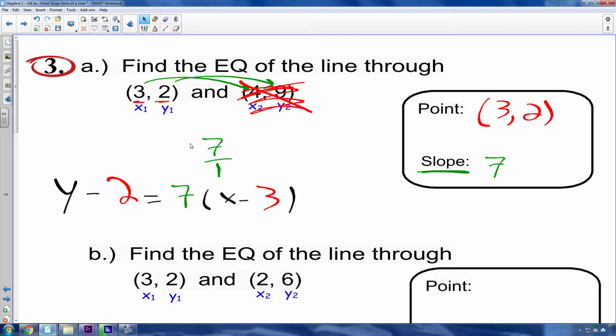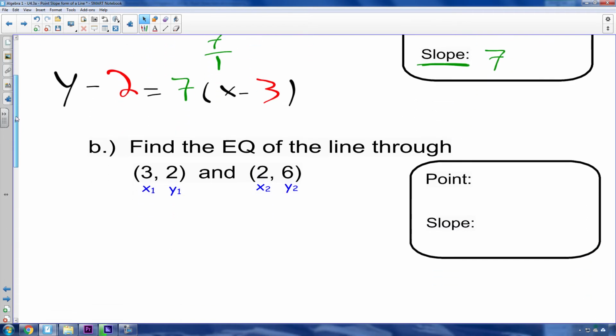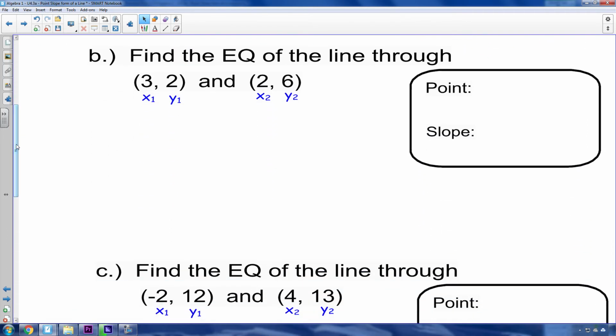So let me kind of summarize. You're given 2 points. You're not given a slope. It's point-slope form. So clearly you want to find the slope. So go ahead and find the slope between the 2 points. And then just choose a point, either one of them, 3, 2, and 4, 9, but both would have worked in this case, and plug it into the formula. The other point is kind of trash now once you found the slope. So point-slope form, you need a point and a slope. That's pretty much what's going on here, so that's where we're at.